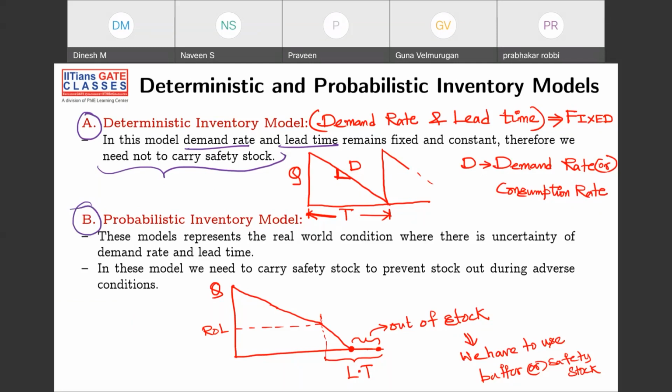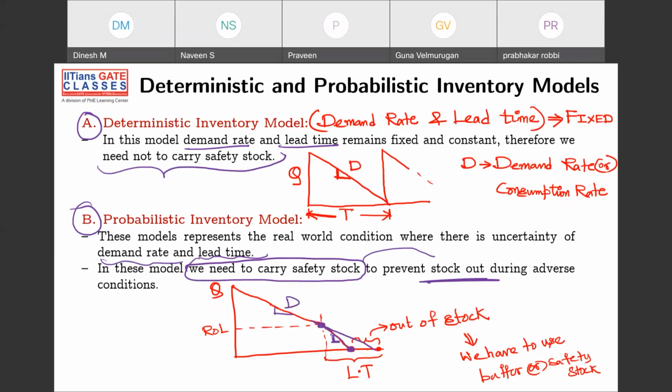This is real life situations where the demand rate can change and lead time can also change, and that is the reason why we need to carry safety stock. We need to carry safety stock to prevent stock out during adverse situations, right? So you see, this was supposed to be like this. If you are extending it, it should be like this, but it got finished before, because from here the demand, let's say this is demand D, but the demand at this point was a little faster.